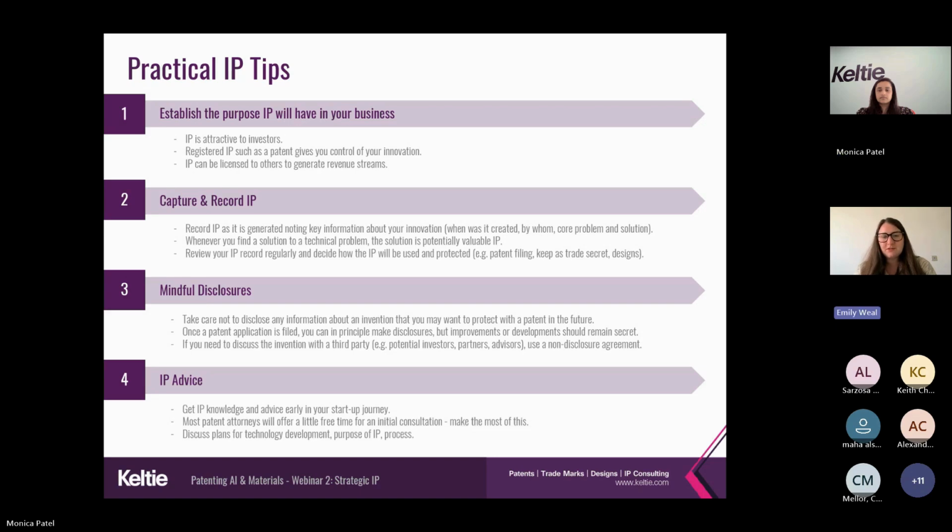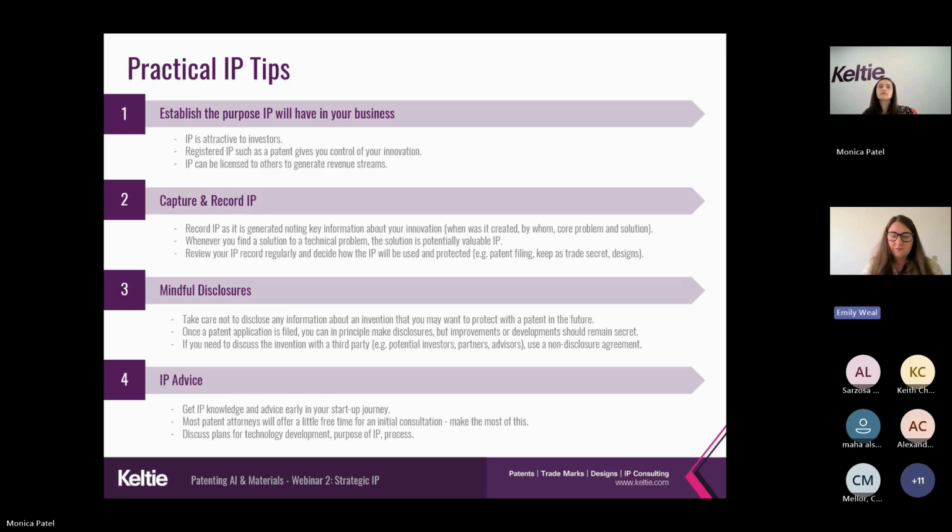Registered IP, patents, registered trademarks, they give you particularly good control of your innovation, so the ability to stop other people from doing the same thing as you, but also just controlling collaborations and things like this. So this is a core reason why you might want to have registered IP. And IP can also be licensed to others to generate revenue streams, and some commercial business models will be built entirely on a licensing model where they will be coming up with innovations and license them out to others to do the manufacturing and so on.